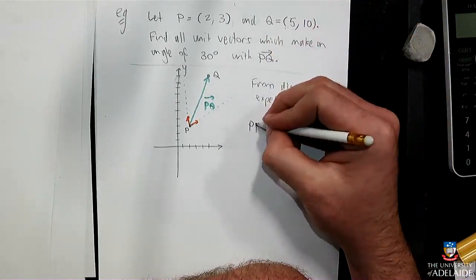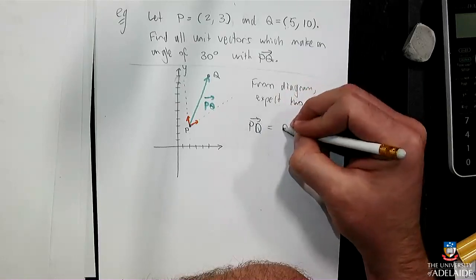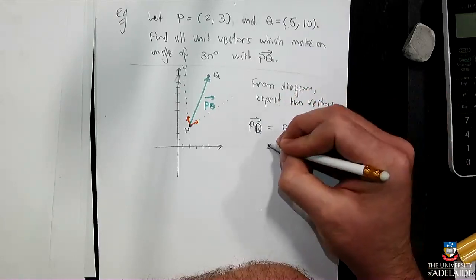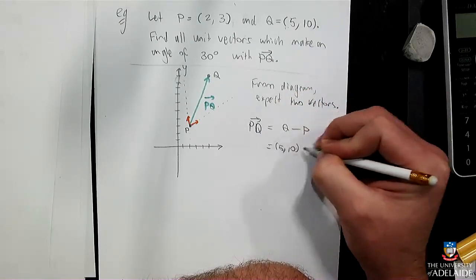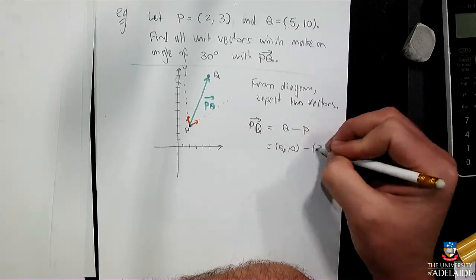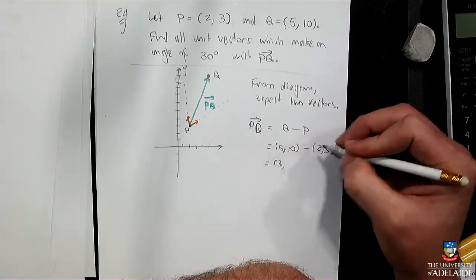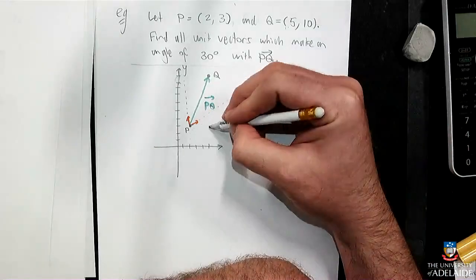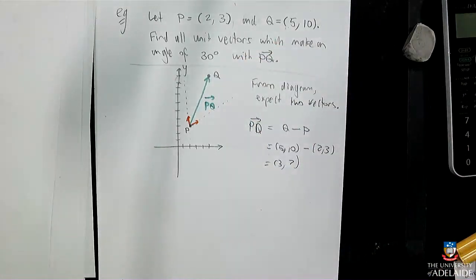So PQ is end minus beginning, Q minus P. (5, 10) minus (2, 3). 5 minus 2 is 3. 10 minus 3 is 7. That makes sense. 3 across, 7 up. Fabulous. Okay.